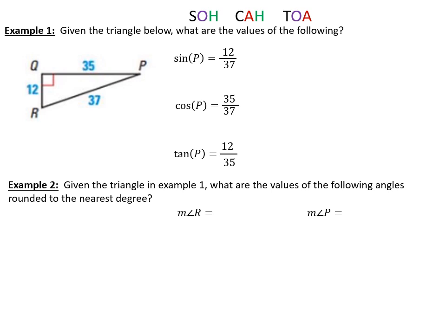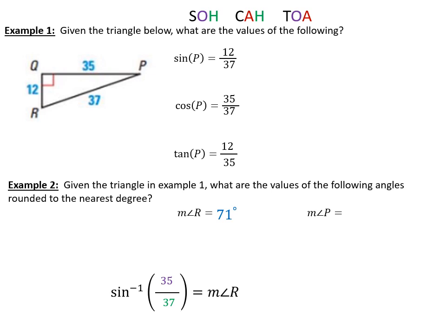Okay. Given the triangle in example 1, what are the values of the following angles rounded to the nearest degree? Well, angle R, we could work with that and deal with it as if we were looking for its sine, and that would be 35 over 37. So sine inverse of the opposite over the hypotenuse, so 35 over 37. Plug that into the calculator and we get about 71 degrees if we round to the nearest degree.